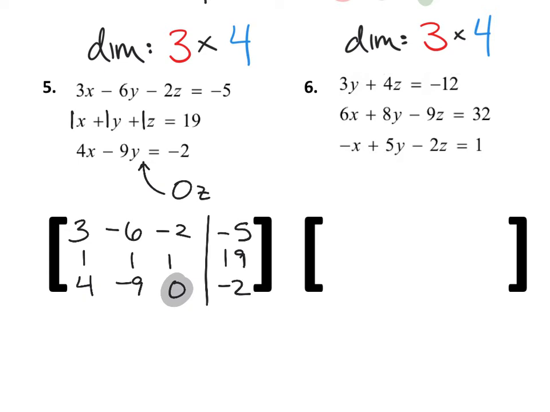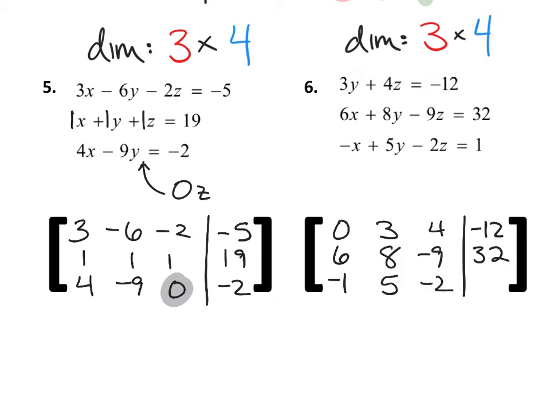Yes? Can you guys try number 6? That one's for you. Okay, here's how we should have done this one. Let's see if we got it. Let me make sure I got it. This is 0, 3, 4, negative 12, 6, 8, negative 9, 32, negative 1, 5, negative 2, and 1.